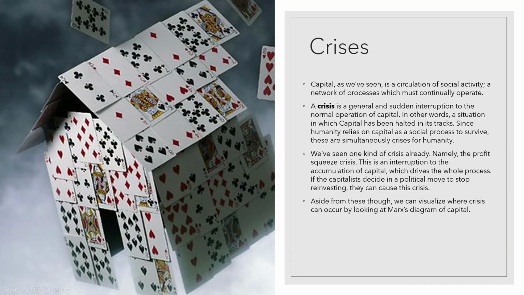So a crisis in general is a sudden interruption to the normal operation of capital. It's a situation where capital has been halted in its tracks. And since humanity relies on these social processes of capital to produce what they need to survive, I want to be very clear that these crises are genuine crises for humanity. It's kind of abstract when you talk about banks going out of business and stock markets collapsing, but really, those are just side effects of the fact that everybody's standing around, nobody's making anything. The productive processes are not continuing, and so humanity is not making what it needs to continue to exist, and everybody's just confused. That's a crisis.